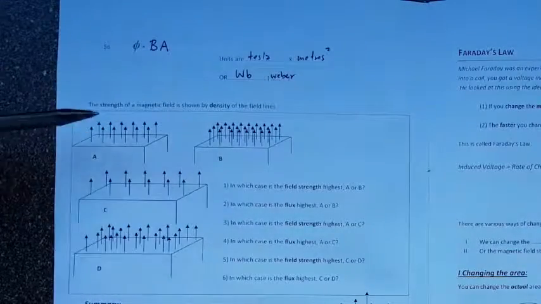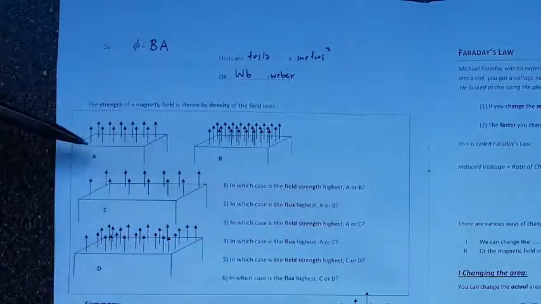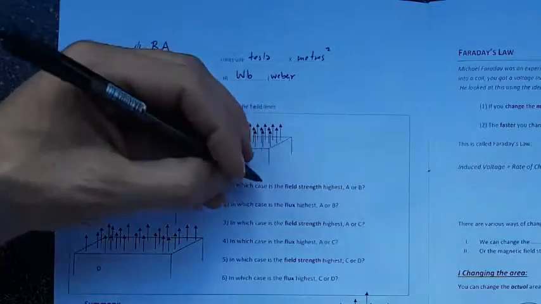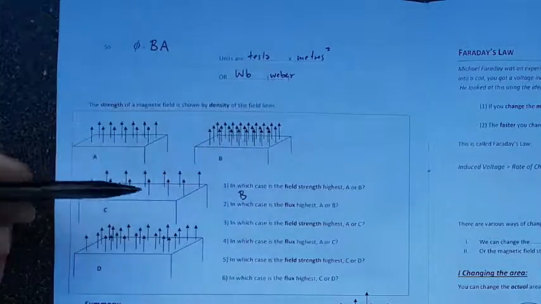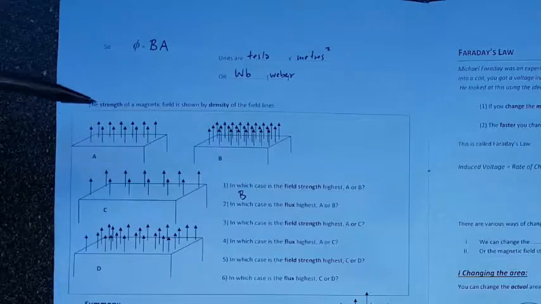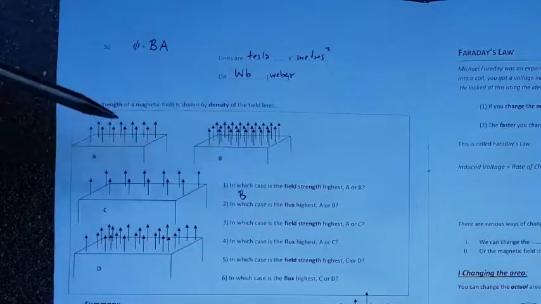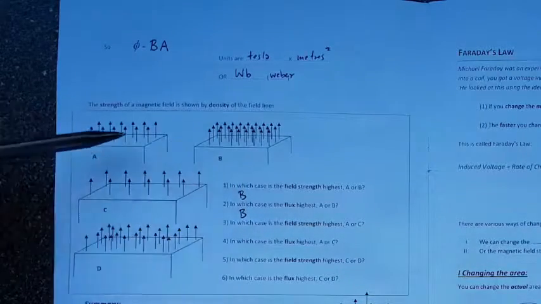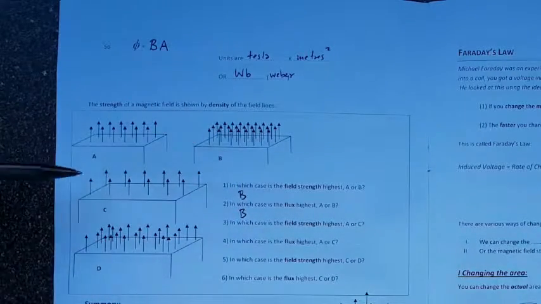So we can compare different situations here. In A and B, we have a higher field strength in B, which we can tell by the fact that the field lines are closer together. And in question 2, if we look at flux, we have more field lines in B than we have in A. So B has the greater flux. The areas are the same, but the density is higher for B.